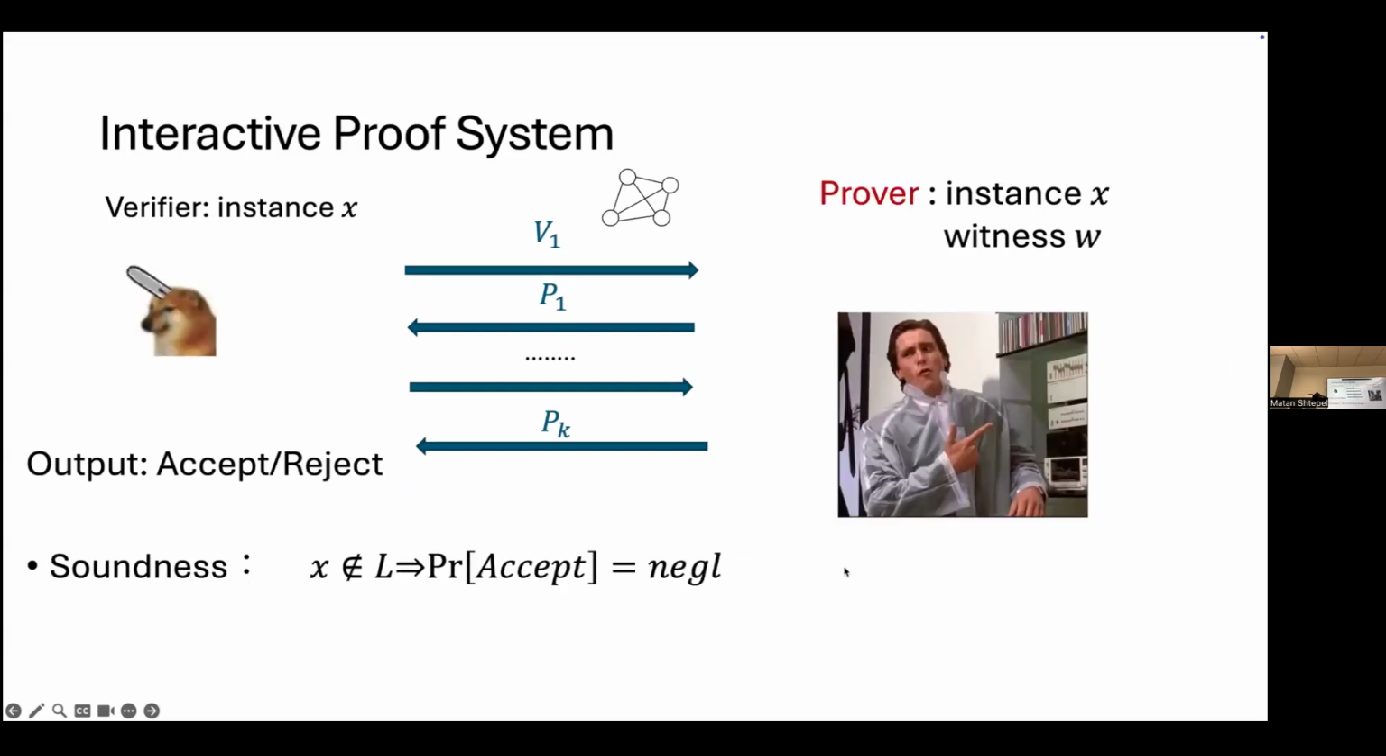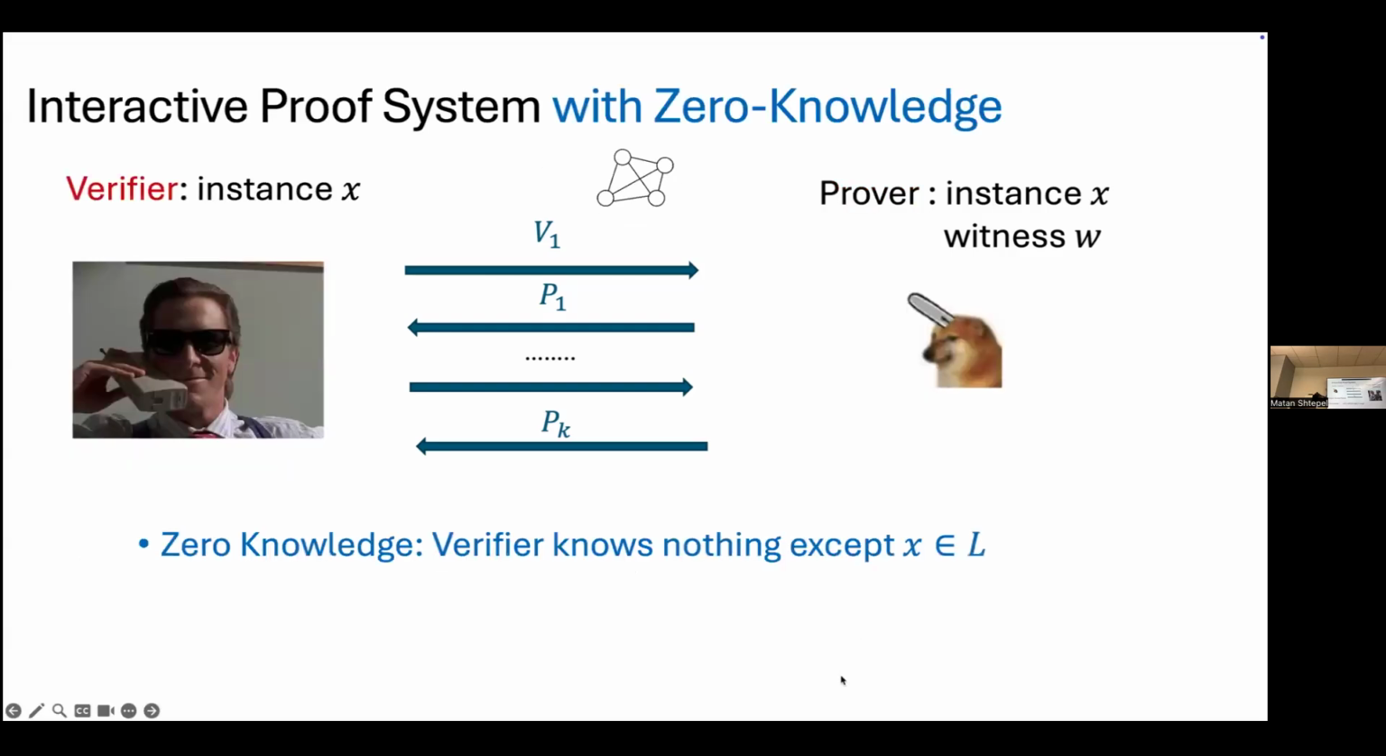And then it comes to the first security notion people care about, soundness. Of course, we need to guarantee that when the graph is not really three-colorable, the prover doesn't get to cheat. So suppose there's a prover that tries to convince the verifier on some non-three-colorable graph. We hope that the probability that the verifier outputs accept in the end is negligible.